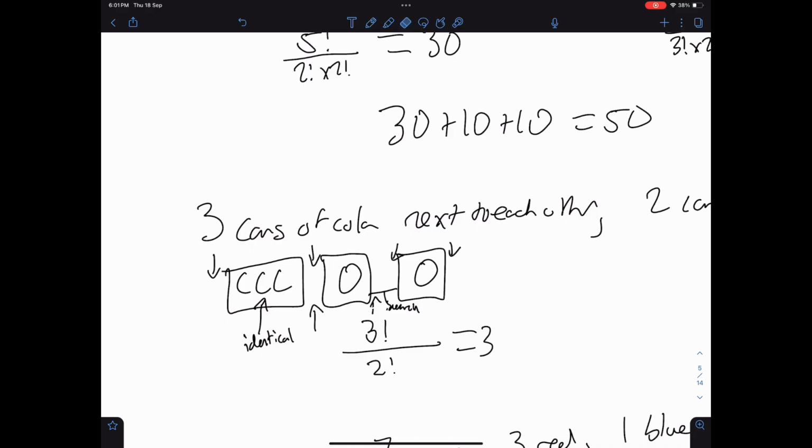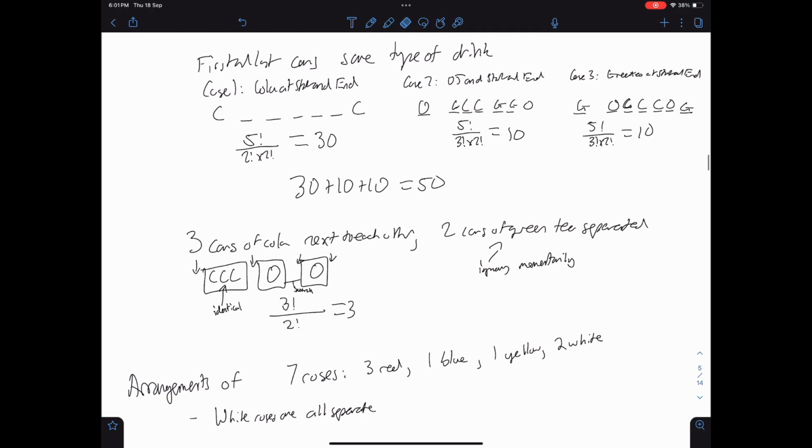There are 4 gaps to choose from, and we need 2 of them because there are 2 cans of green tea, and we don't need to arrange them because the green teas are identical. So 4 choose 2 is 6, 3 times 6 equals 18.